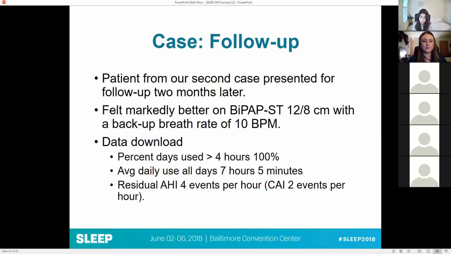So the idea would be in this patient, adding that backup breath rate would decrease these microarousals and they'd get better sleep. And that's what happened in her. She came back 2 months later, was using her new machine even better, and her AHI was much better controlled, and her central apnea index, her clear airway apnea, is almost resolved.